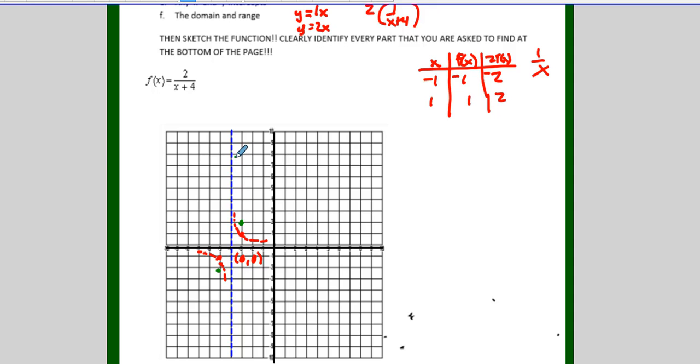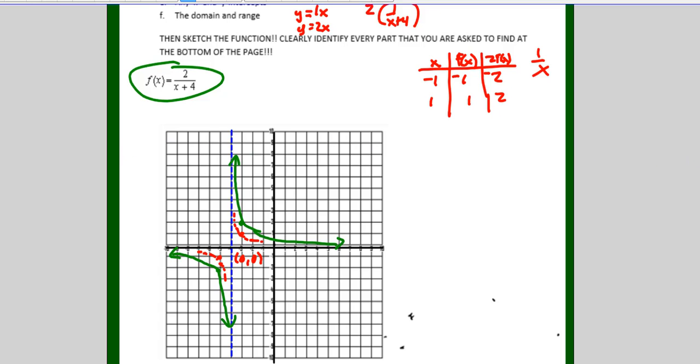So this function is going to rise faster. It's going to look something like this. It's going to rise faster than the original function. It's going to go like this. So the green is this function here.